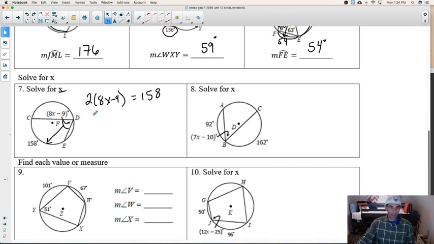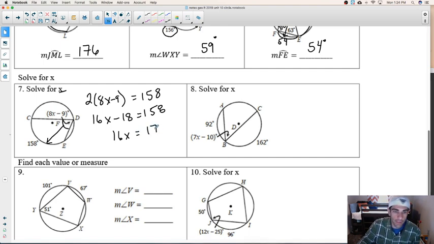Now just go ahead and solve. So you'll have 16x minus 18 equals 158. Then you're going to add the 18 to both sides, and you're going to get 176. Then divide by 16 on both sides, and you're going to get 11. And then from there, you could substitute the 11 and go ahead and find whatever else they may or may not want you to find. But for this case, solving for x, x is going to be 11. All right, so here's number 8. Okay, double the angle is going to give you the arc.